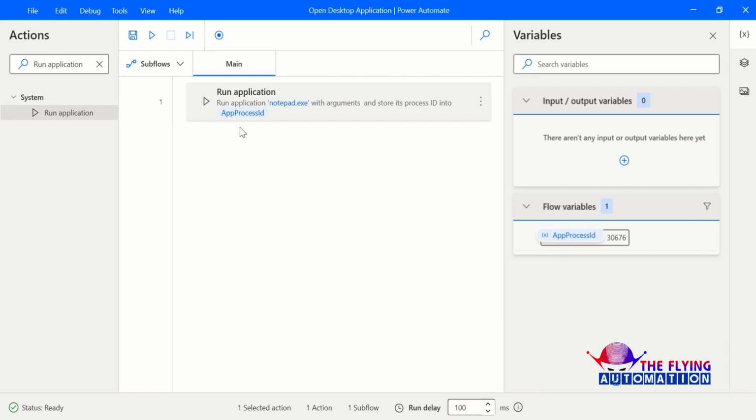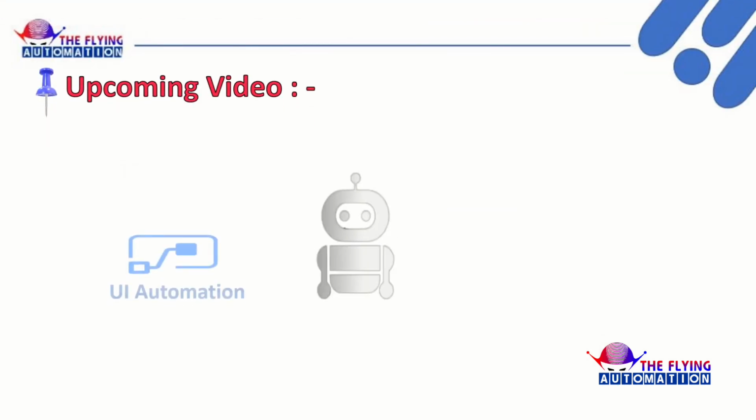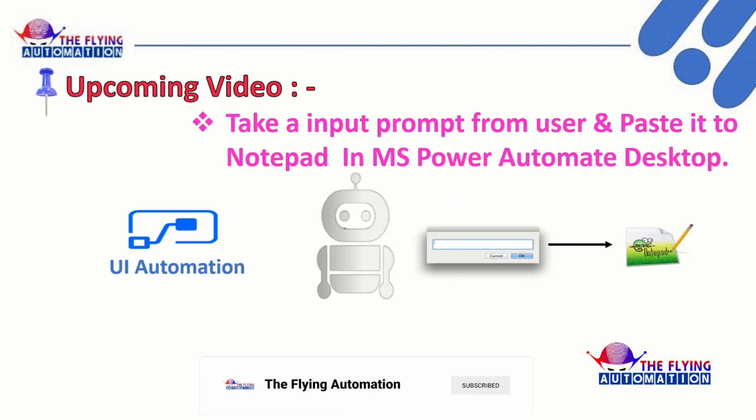So I hope you can understand how to open any desktop application in MS Power Automate desktop. In the upcoming video, we will see how to take an input prompt from the user and paste it to Notepad in MS Power Automate desktop.